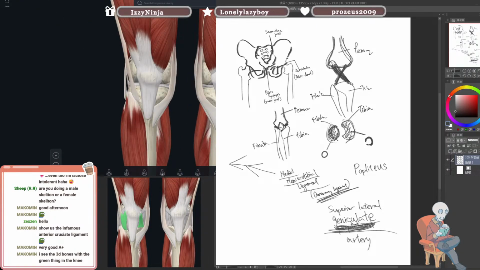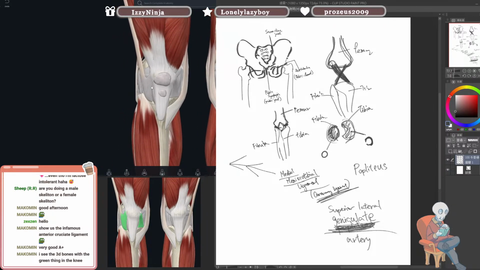Okay, this is near the quad and below the quad. This one at the very middle is the patella ligament. But what are those on the other side? Wait, it's not here. There you go. Ignore the bulbs, the bursa. It's just this ligament. What are they? I don't know. I have no idea.